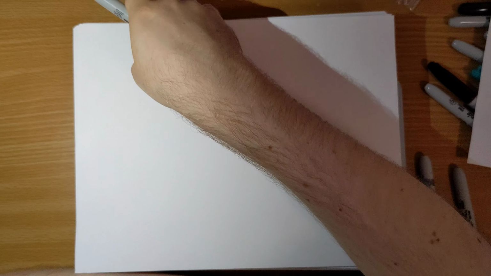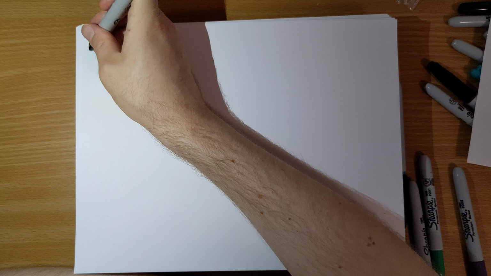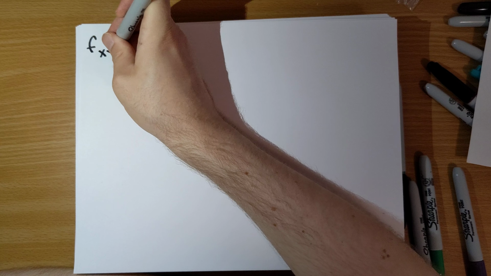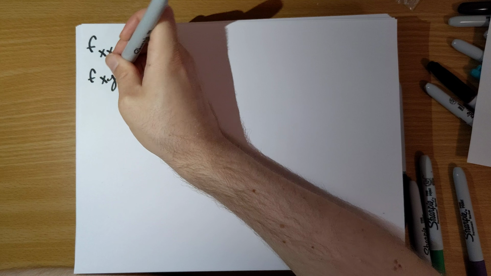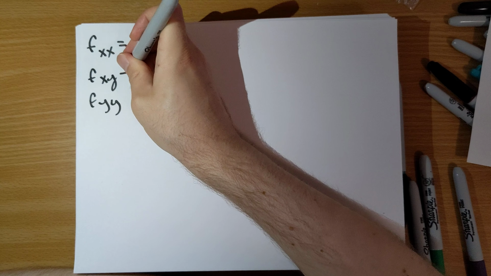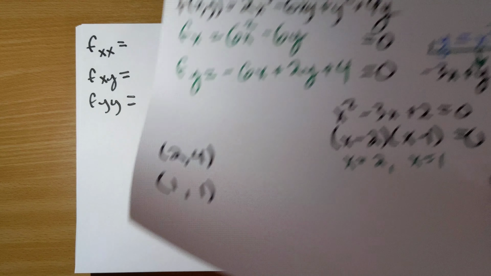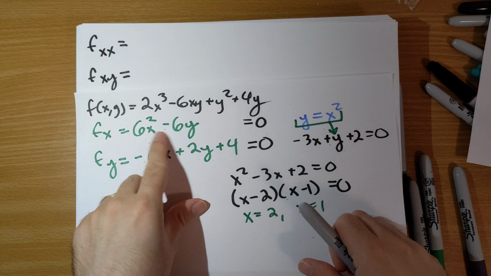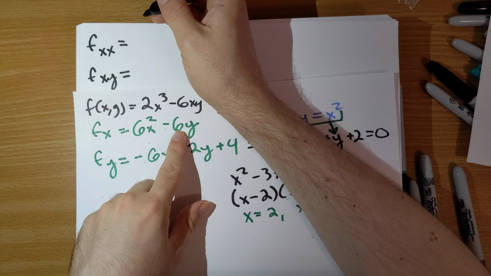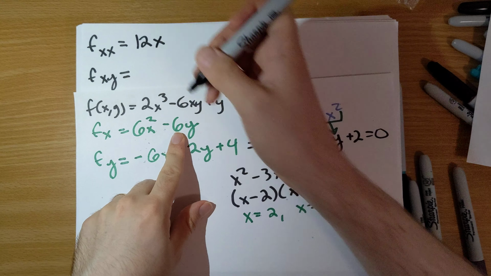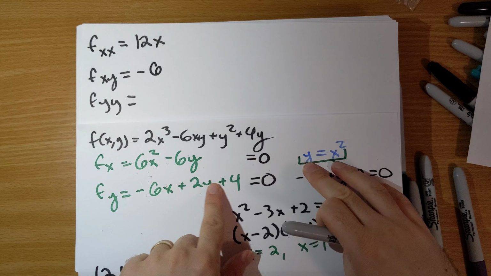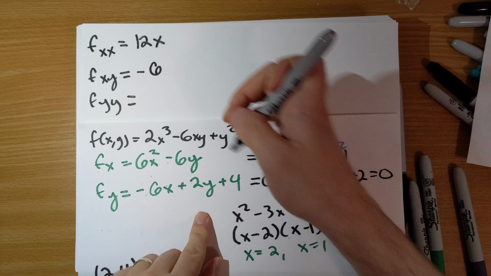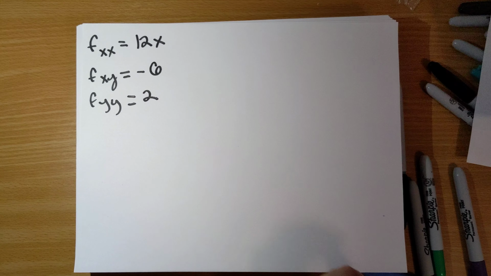Well, we know that we need the second order partial derivatives: f sub xx, f sub xy, f sub yy. So for f sub xx, take the derivative of this with respect to x, which will be 12x. For f sub xy, take the derivative of this with respect to y, which will give us negative 6. And take the derivative of this with respect to y for f sub yy, that's 2.